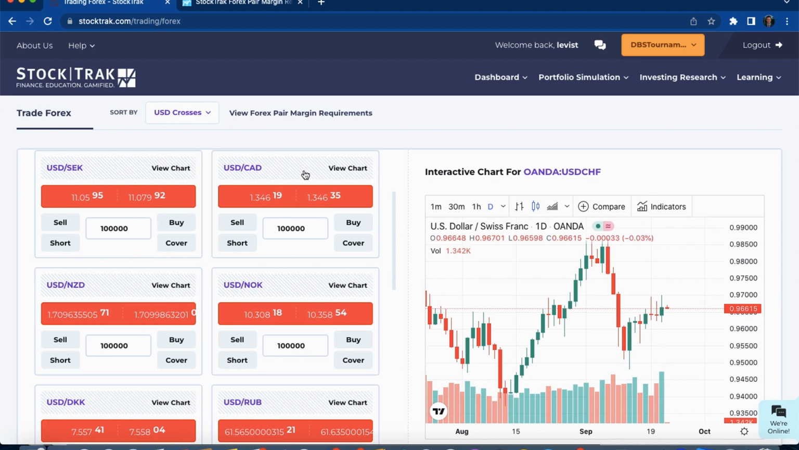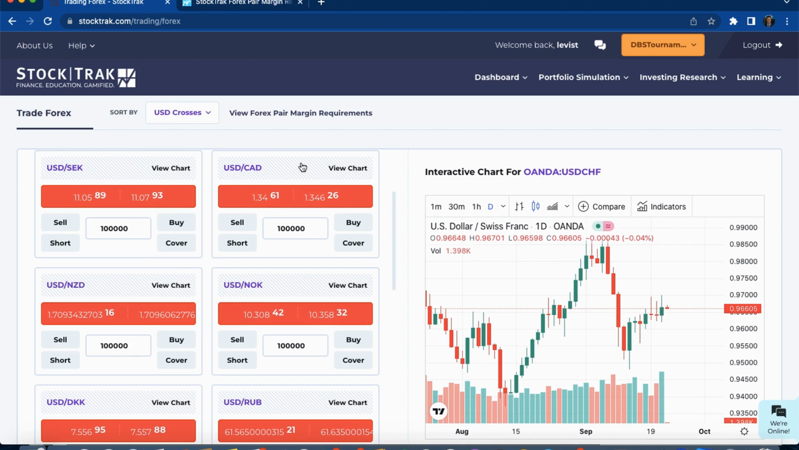So what does it mean to be long? For the US dollar Canadian dollar pair, at roughly 1.346 Canadian dollars to US dollars, that means it takes a little bit over 1.3 Canadian dollars to buy 1 US dollar. If the US dollar strengthens, it will take more Canadian dollars to buy 1 US dollar. So these numbers here will go up. And if you're long this pair and the US dollar strengthens, then you'll make money. If you're long on this pair and the US dollar weakens, then you'll lose money.